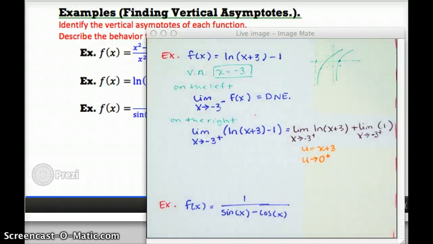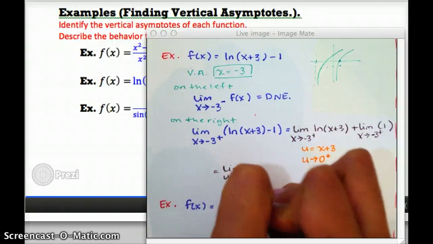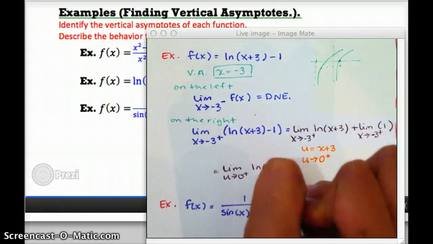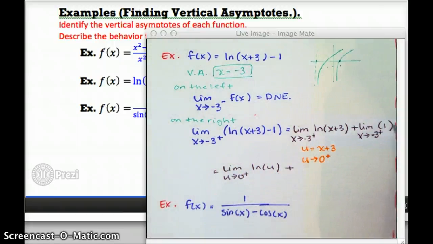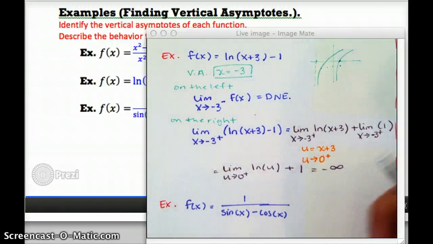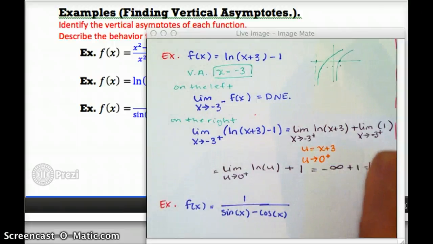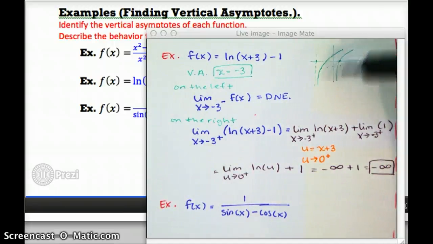So down here on the next line, I can switch the variables for my limit, and I would end up with the limit as u approaches 0 of ln of u plus, and don't forget this, the 1 at the back. A lot of people are going to drop that by accident. Now this is great news. We know this limit. This is one of the limits you just memorized. The limit of the natural logarithm as u approaches 0 is -∞. And -∞ plus 1, well, that's -∞ too. So we've just proven that the asymptote is on the right.